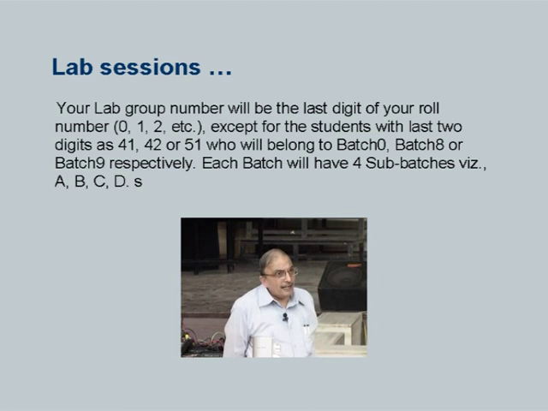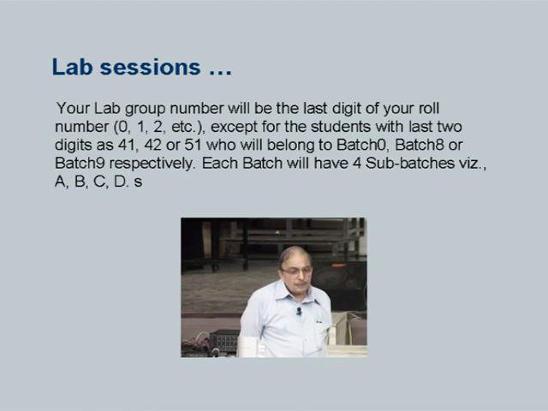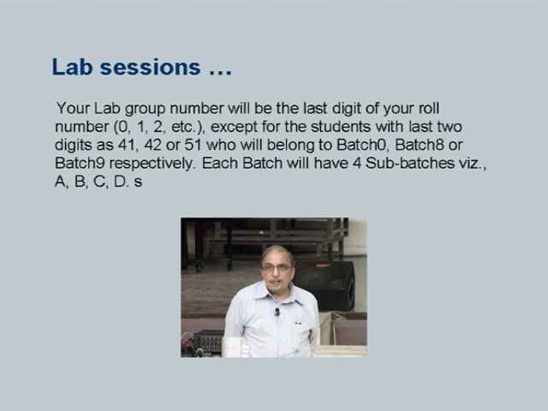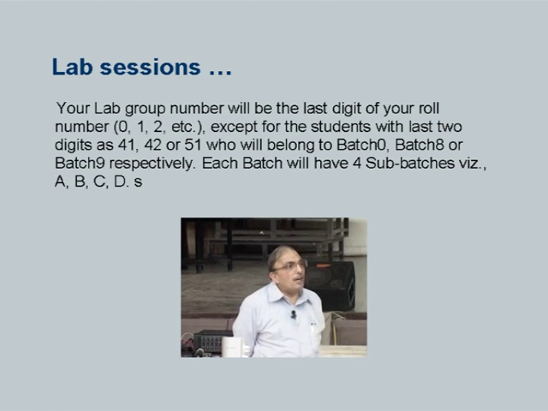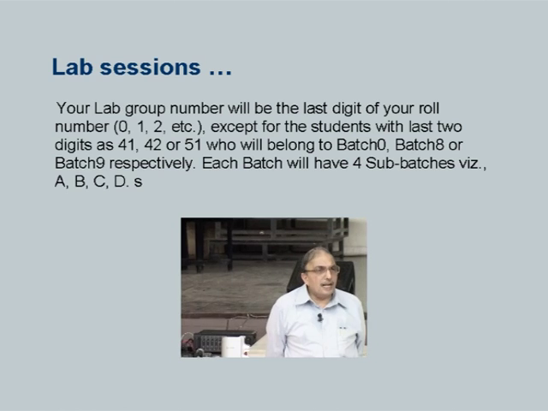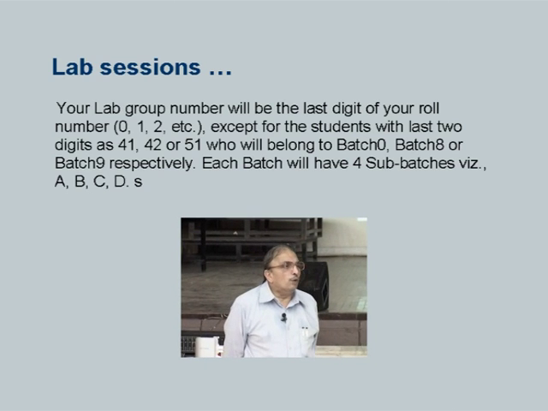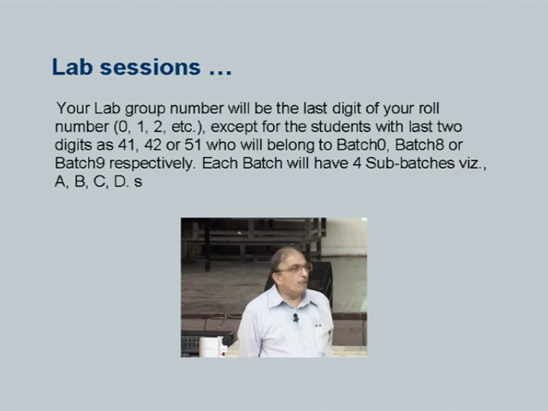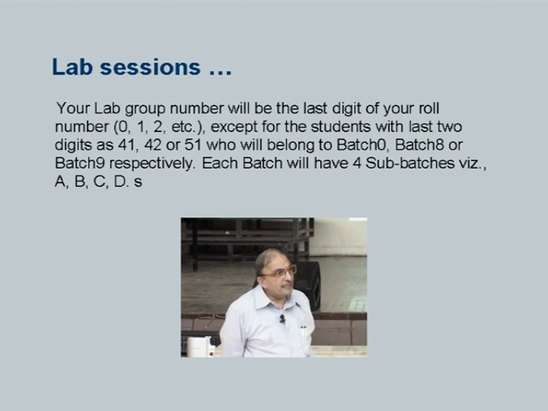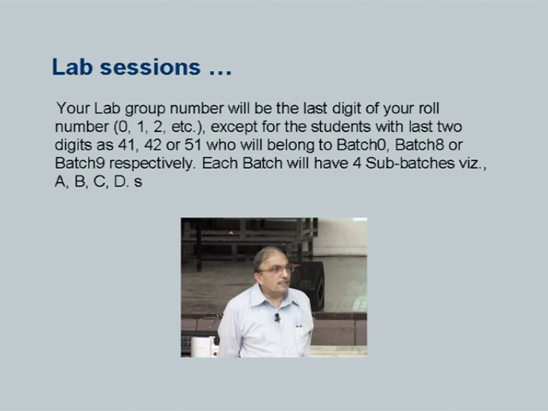Each batch is further divided into four sub-batches, which we call groups. Typically, in every sub-batch, which we call A, B, C, D for convenience, there are somewhere between 18 to 22 students. These students will form a homogeneous group, and they will have a single assigned teaching assistant to look after them. That teaching assistant is effectively your teacher for the lab course. So please get to know him well. He or she will solve all your problems.